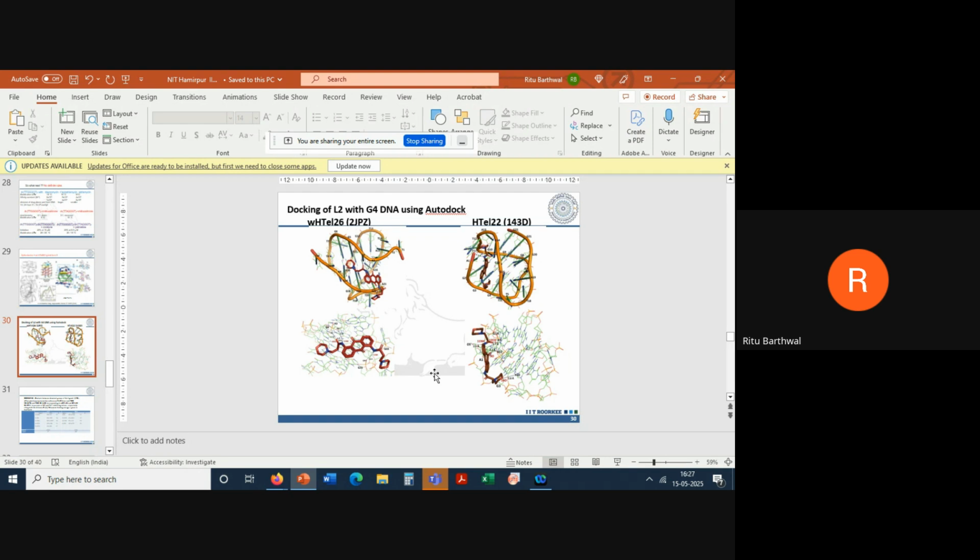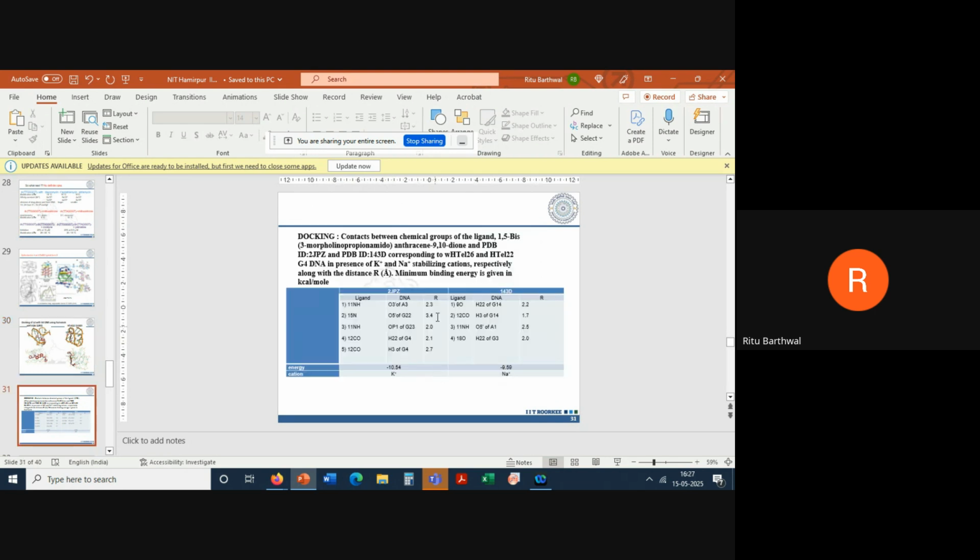This is another method that is used. It's very useful, and you can use it with AutoDock tools. So we have used it for human telomeric, both human telomeric with potassium and sodium, and we have taken one such compound and seen by docking which groups are participating. So by docking, we will come to know which are coming in contact.